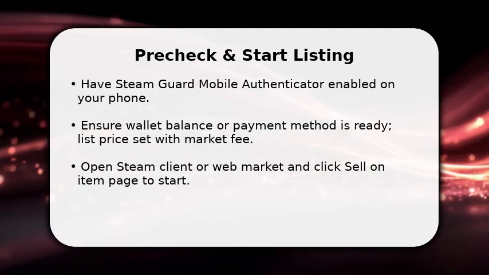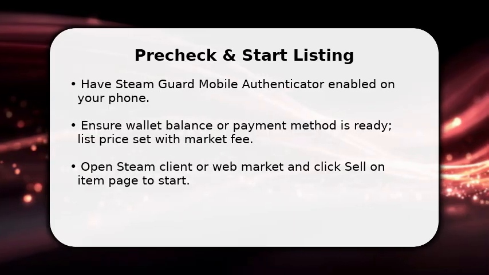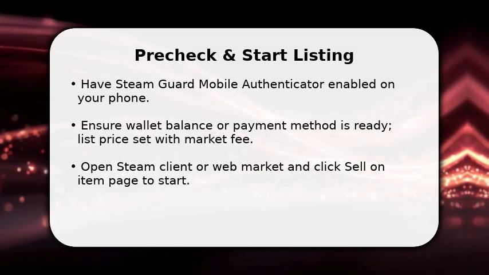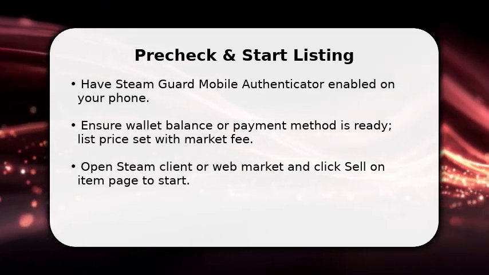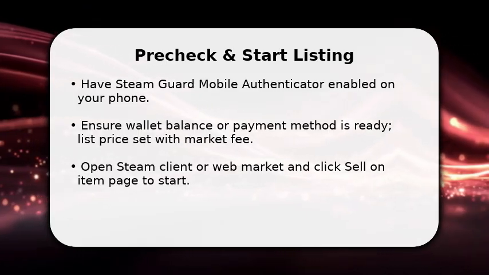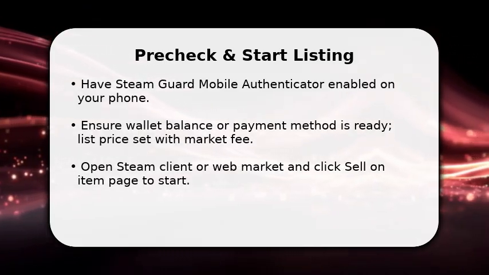You begin by verifying two essentials. SteamGuard Mobile Authenticator is active, and your payment or wallet is ready. Once done, open the Steam client or the Community Market page and navigate to the item you want to list. Click Sell on the item page to open the listing form.